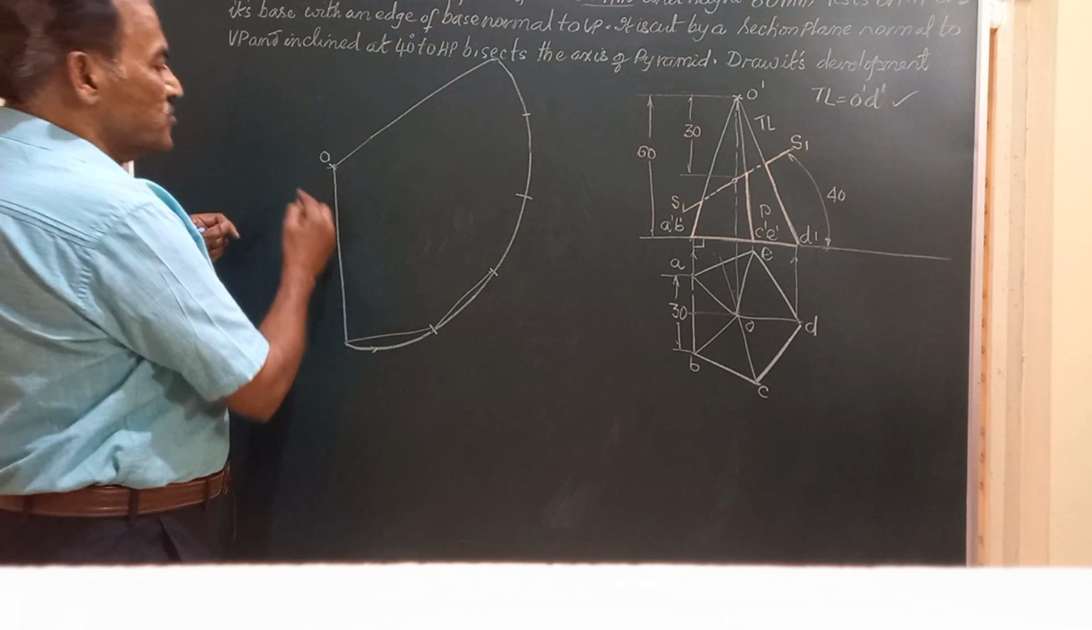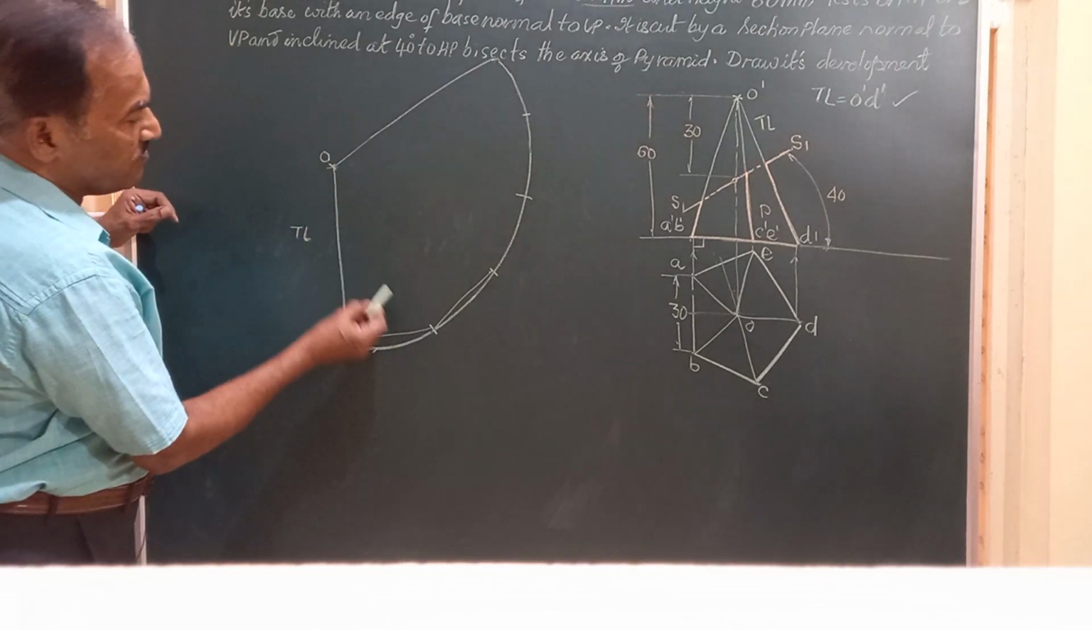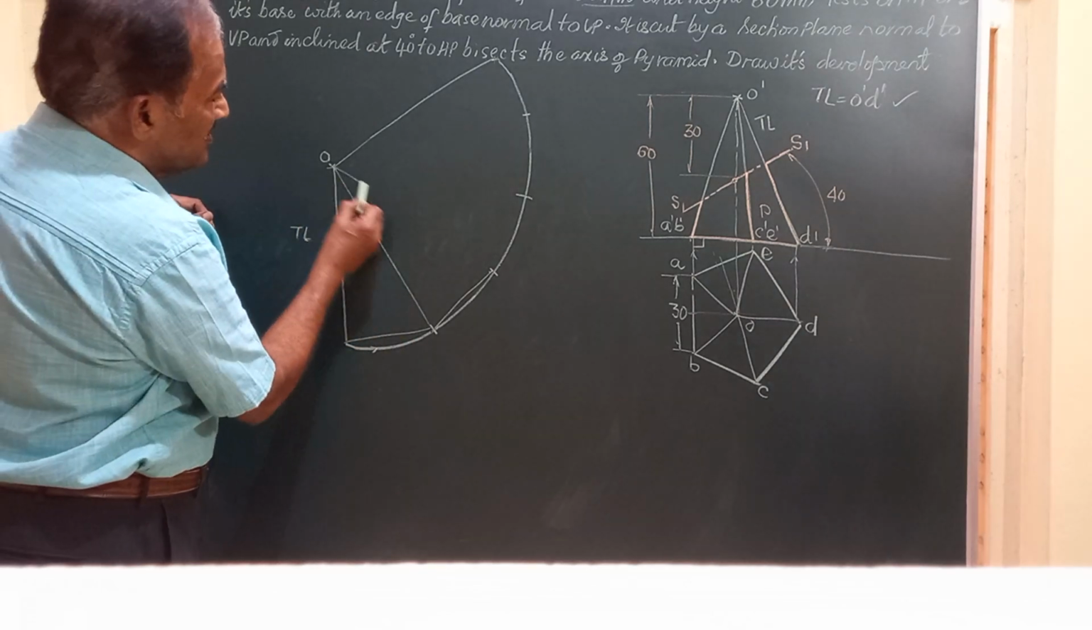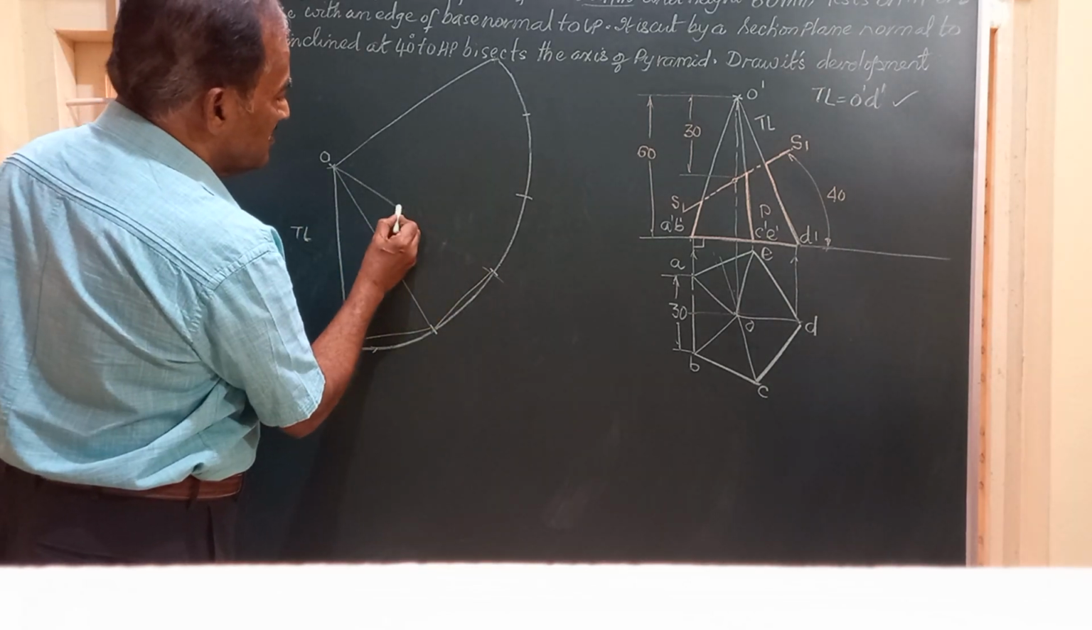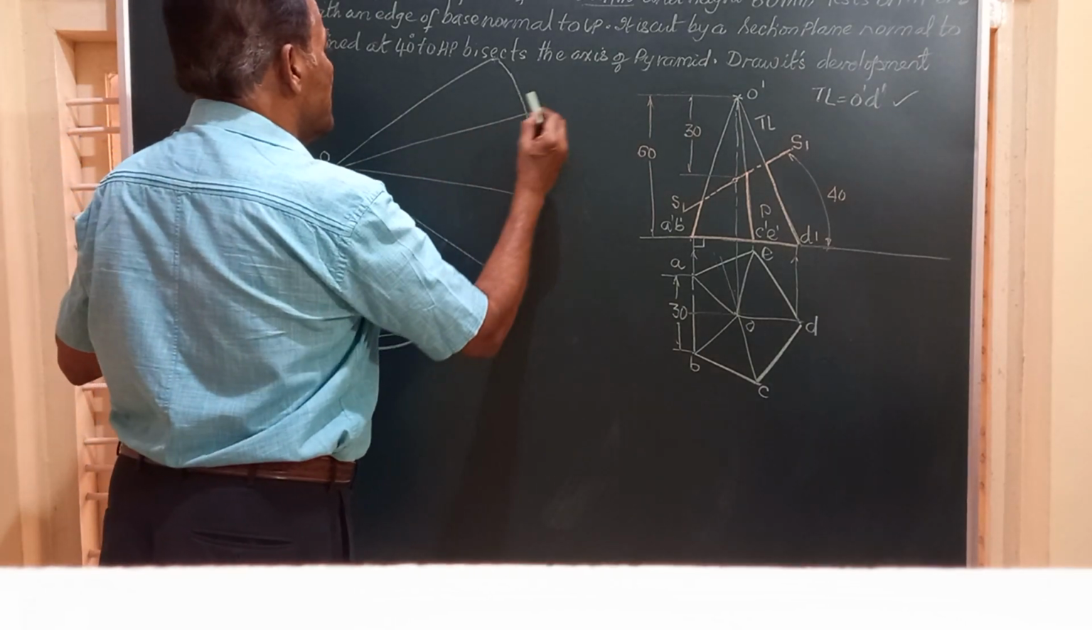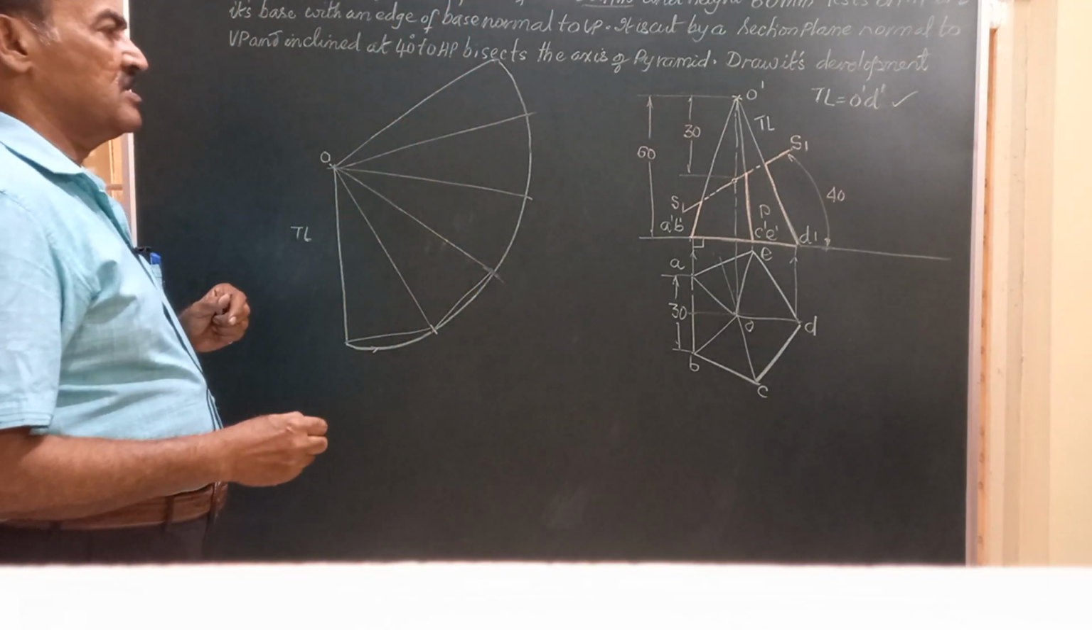And now we join this O to all these division points on the arc, like O to this, then the second one, next you have got the third one, the fourth one, and the fifth one.